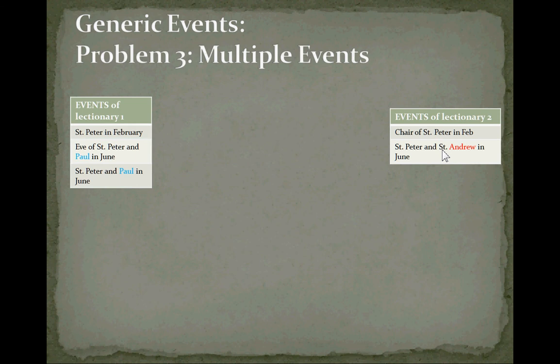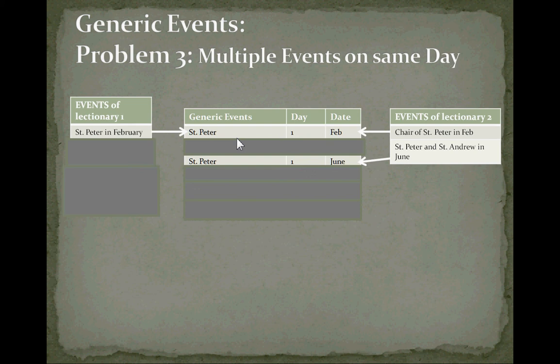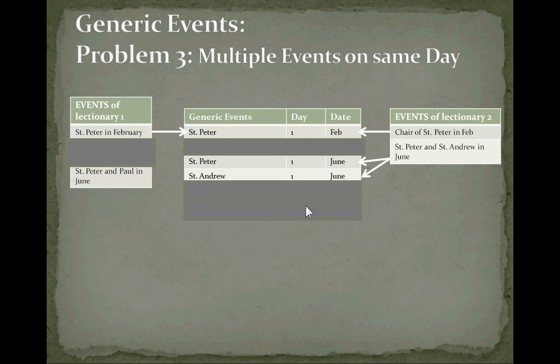So what we did is we have St. Peter, one line for the one-day festival of St. Peter in February, and link both of them here. For St. Peter and St. Andrew in June, we create another line for St. Peter, not in February, but in June. For St. Andrew, we also have to do that. And the festival of St. Peter and Paul in June in the first lectionary is only linked to the first, not to St. Andrew. We create a St. Paul in June to deal with that.